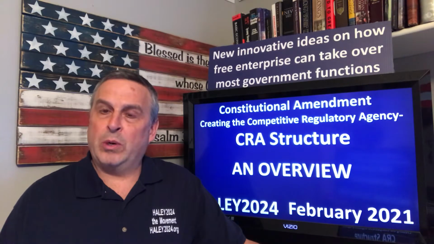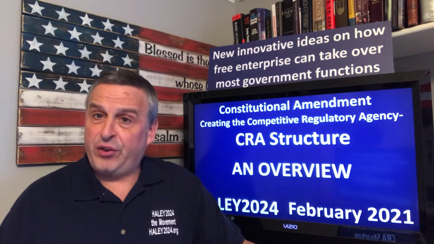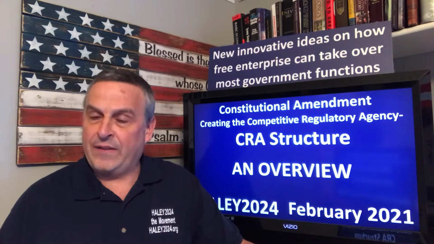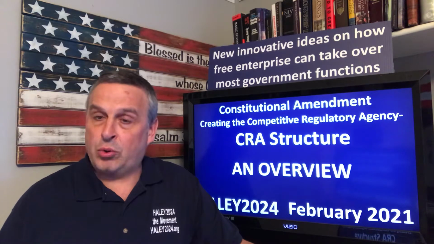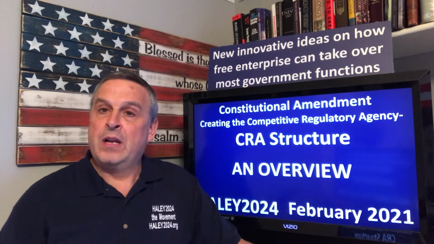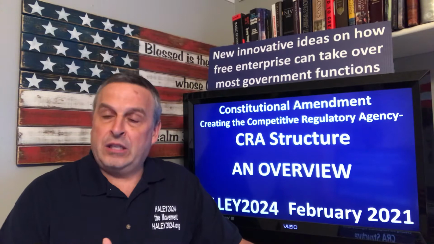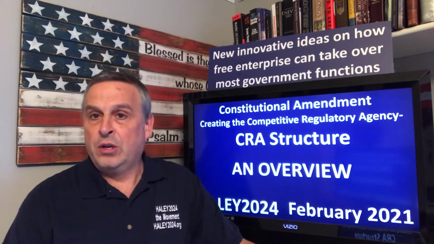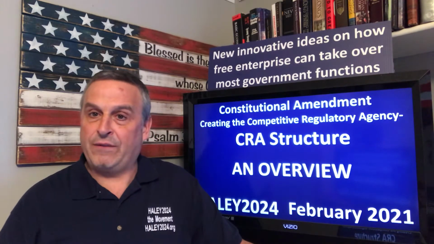This is for Haley 2024, the Movement's Government Reform Ideas. This video is going to be an overview of the U.S. Constitution proposed amendment to create the Haley 2024 reforms, the main reform being a CRA, Competitive Regulatory Agency. This one's planned on being about a 15 to 20 minute video. I'm going to have about a 7-minute video out there, then much longer videos. Then my intention is to have about a couple dozen videos going into different aspects of this proposed constitutional amendment, creating the Haley 2024 reforms.